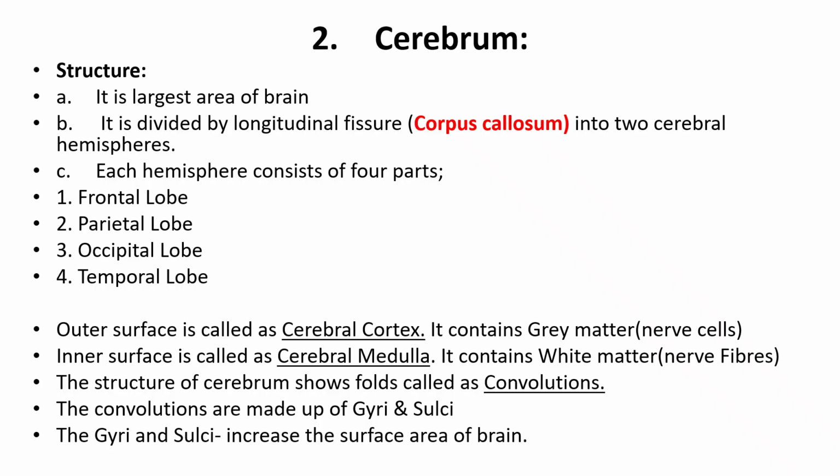The outer surface of the cerebrum is called the cerebral cortex, and it contains grey matter which consists of nerve cells, that is neurons, and the inner surface is called the cerebral medulla. It contains white matter, that is nerve fibers. The structure of the cerebrum shows folds called convolutions. The convolutions are made up of gyri and sulci. Gyri means upper part and sulci means deeper portion, and the gyri and sulci help in increasing the surface area of the brain.